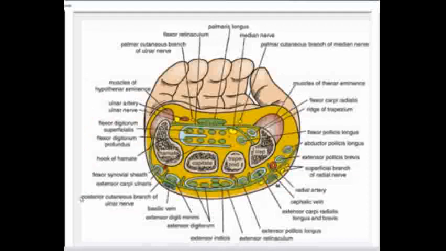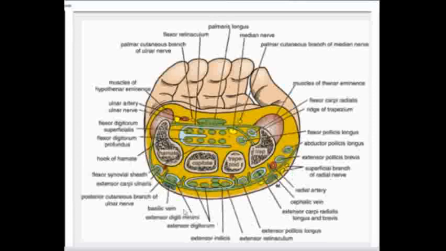Also, we return to the same figure. Structures that pass behind or posterior to the wrist are divided into two groups according to their relation to the extensor retinaculum. First group, structures that pass superficial or behind the extensor retinaculum, and these are the posterior cutaneous branches of ulnar nerve, basilic vein, cephalic vein, superficial branch of radial nerve. You should know that these structures are arranged from medial to lateral.